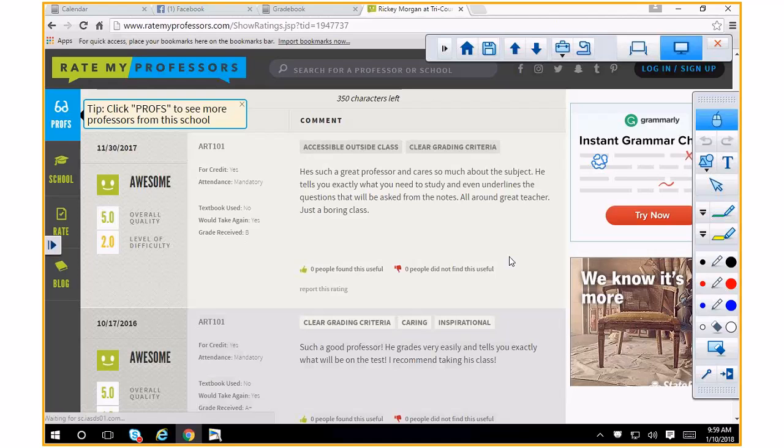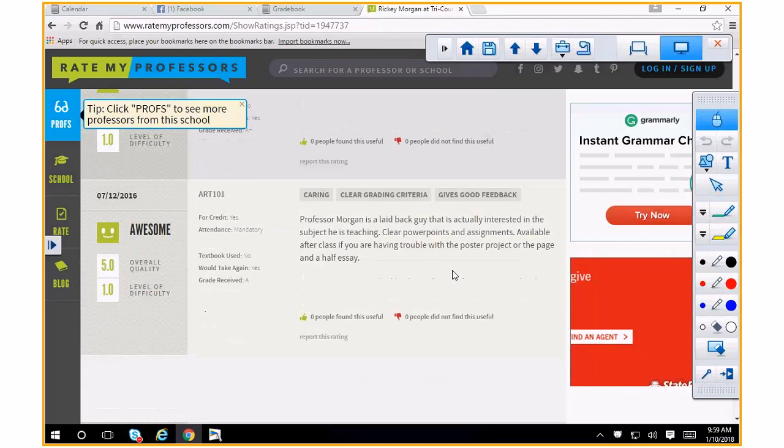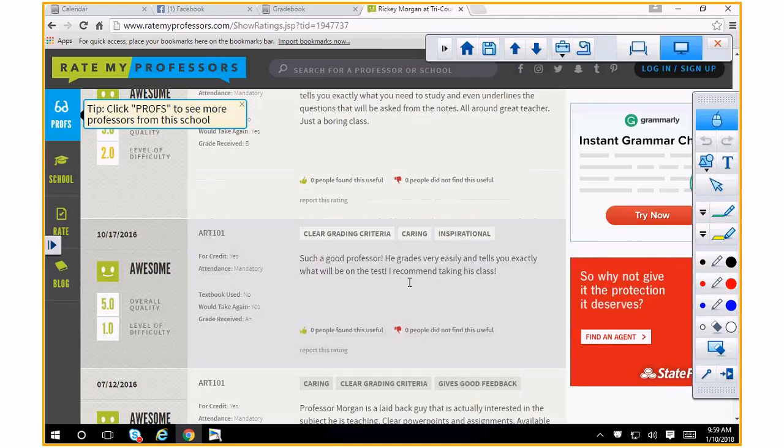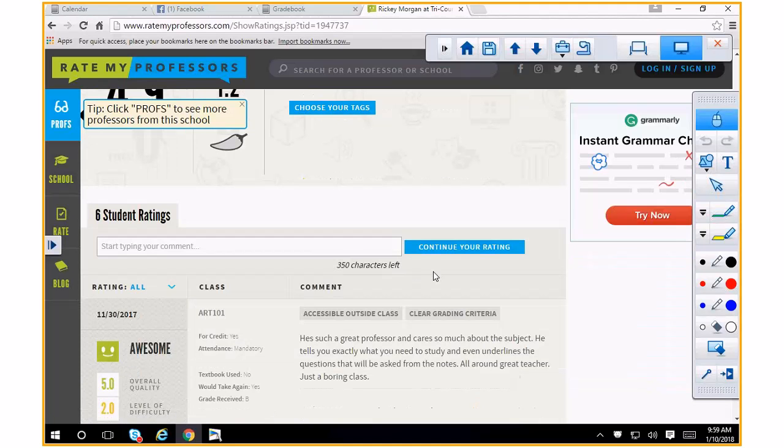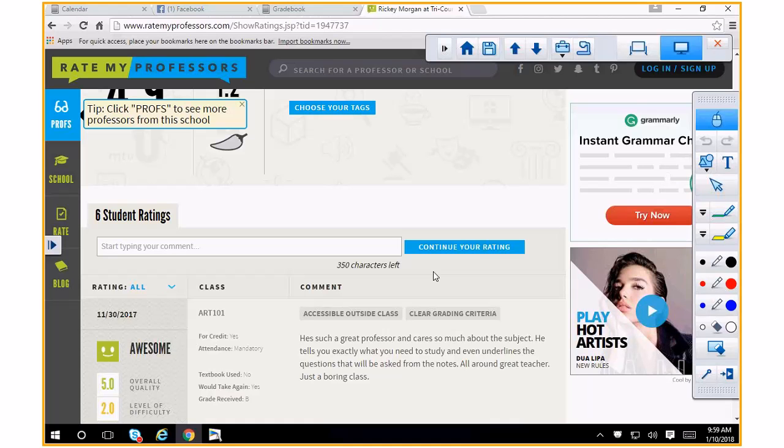Great professor. Grades very easily. Laid back. Well, you're talking about an art teacher. I mean, they might as well pull a sofa in their classroom. That's as laid back as you can get. If you make a bad grade in an art history class, don't tell anybody.